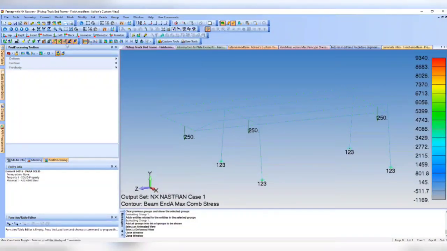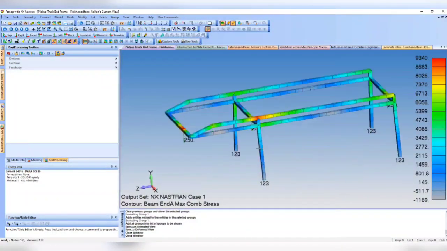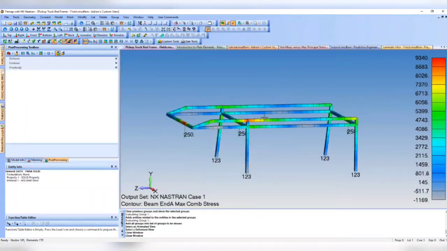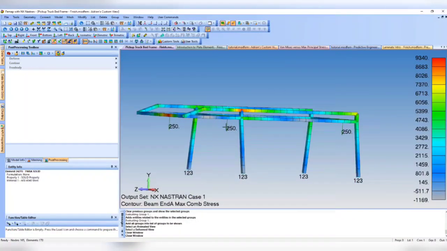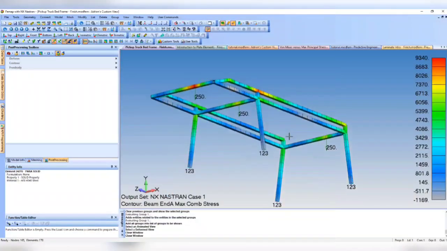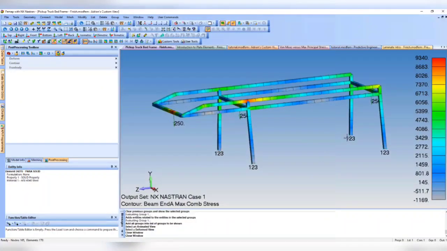And I have thickness turned on. It helps you better visualize things. And so you can see that I applied loading here, here, and here at 250 pounds. And it's constrained at the base with degrees of freedom 1, 2, 3 relative to this global coordinate system.